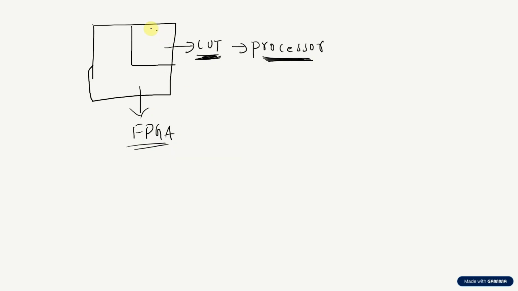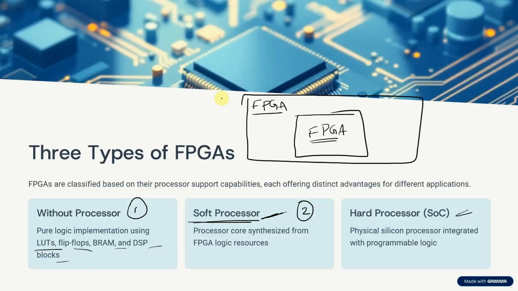We are not going to have an exact gate implementation, or a dedicated silicon area implemented as a processor. Instead, we have an FPGA where the LUTs are utilized for developing a processor. The libraries are already developed by Xilinx, or whichever FPGA vendor, and in those libraries they have already developed this processor using LUTs. This is our soft processor category.